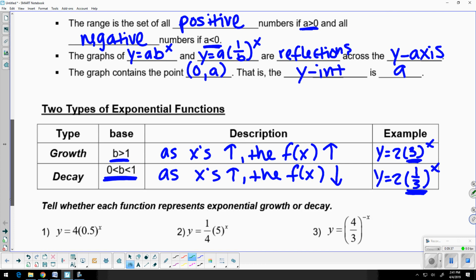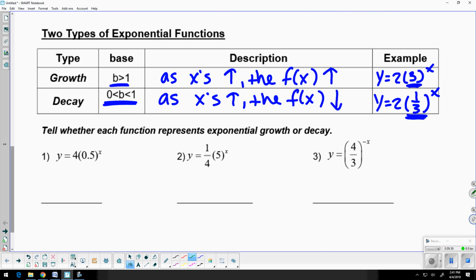Okay, so we have to be able to identify, is a function going to be exponential growth or decay just by looking at that b value. So if you identify, for example number 1, our b value is 0.5, so that's between 0 and 1, this would definitely be exponential decay. For number 2, our b value is positive 5, which is bigger than 1, so that'd be exponential growth.